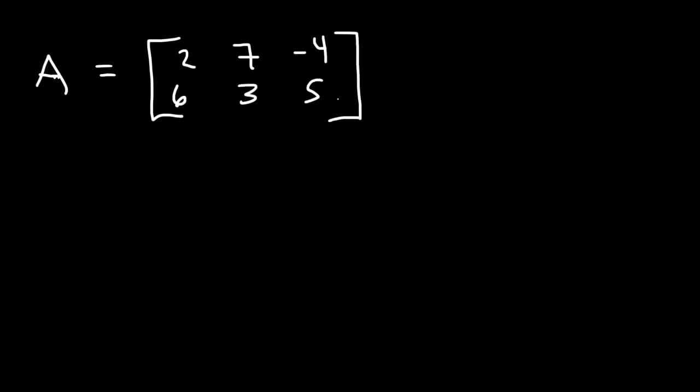So consider matrix A, and let's say it has the numbers 2, 7, -4, 6, 3, and 5. What is the order of this matrix? Now, this matrix has 2 rows and 3 columns.